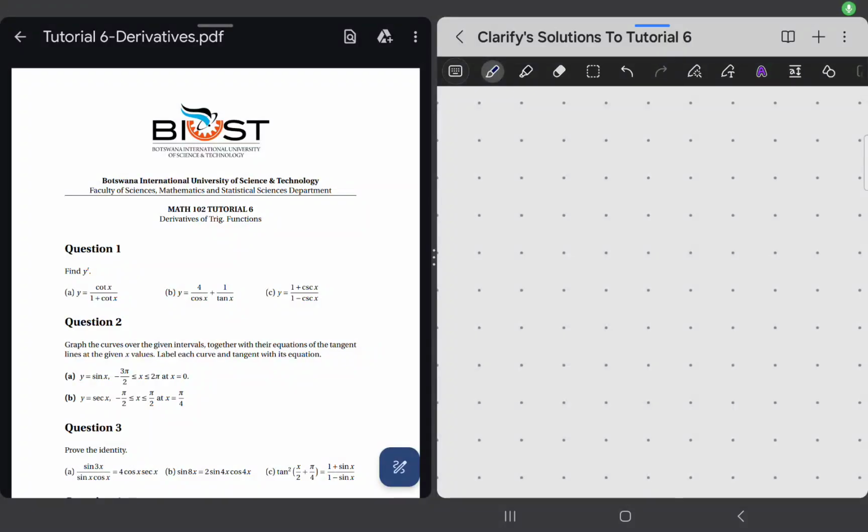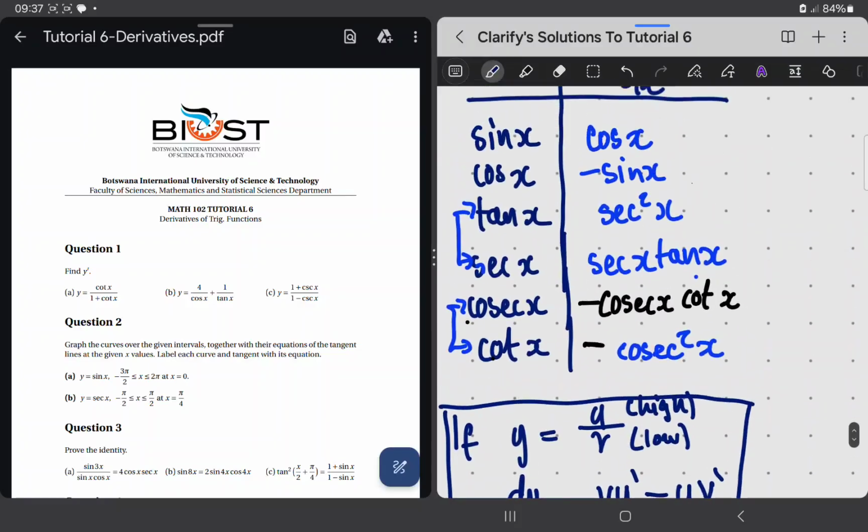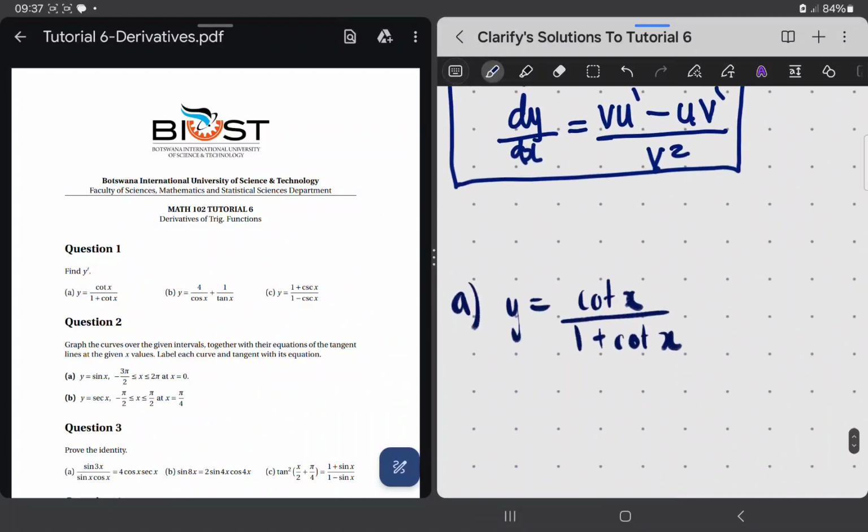Easy the concepts way for this number one. Now let's do it as fast as we can. So we have y being equal to cot x over 1 plus cot x. So hopefully when you get into your test or whatever, you're going to write these common derivatives somewhere safe, okay? And you can be able to use them.